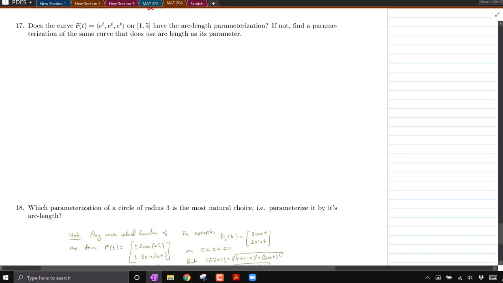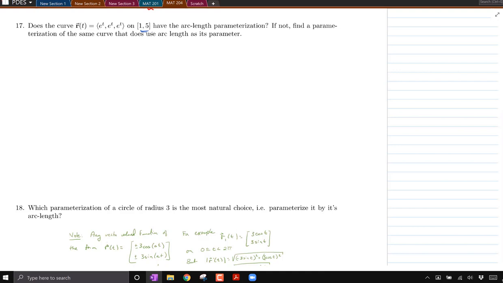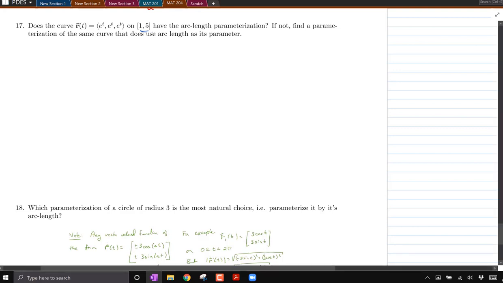If the length of the curve is more than 4, then we haven't traversed it fast enough, and we need to speed it up. And if the length of the curve is less than 4, then we've traversed it too quickly, and we need to slow down the rate at which we move across the curve in order to ensure that we have the arc length parameterization. So the phrase is we're going to reparameterize it so that it has the arc length as a parameter. Okay?